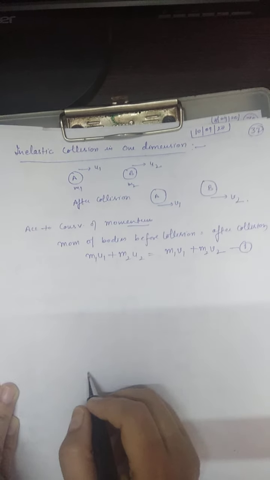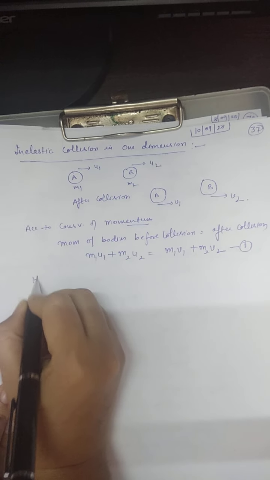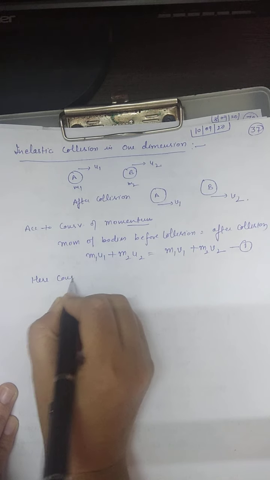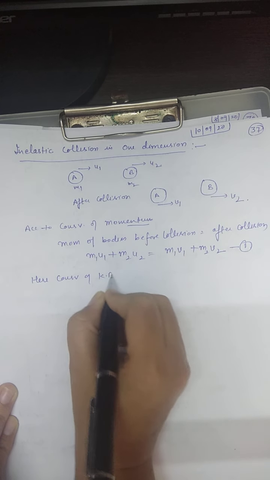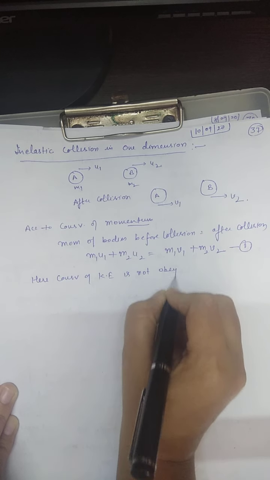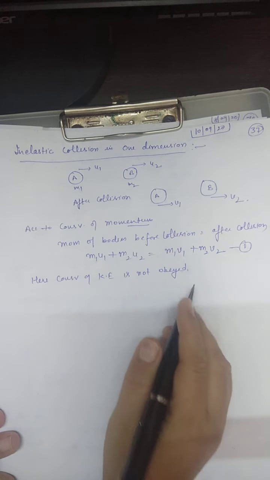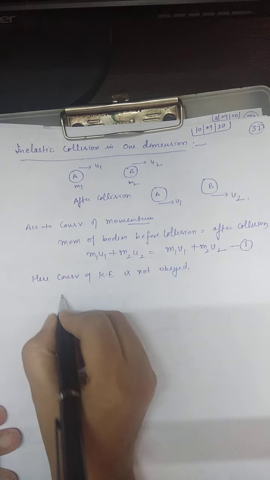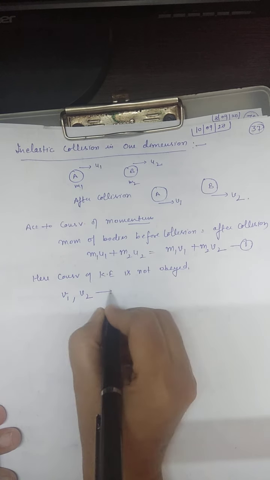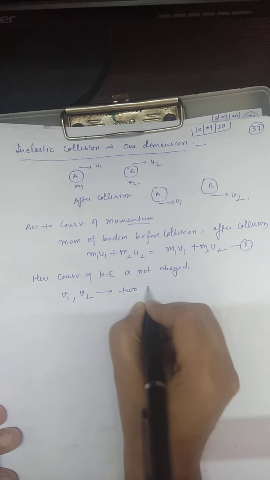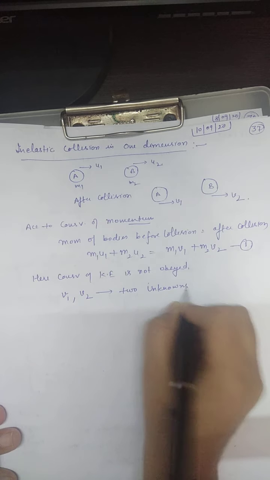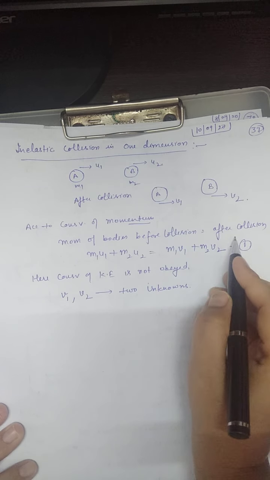Now here the conservation of kinetic energy is not obeyed because this is an inelastic collision. So how many unknowns are there if you want to calculate v1 and v2? You have one equation, right? We want to calculate v1 and v2, these are the two unknowns. For finding two unknowns, in maths you have studied, you require how many equations? Two equations.